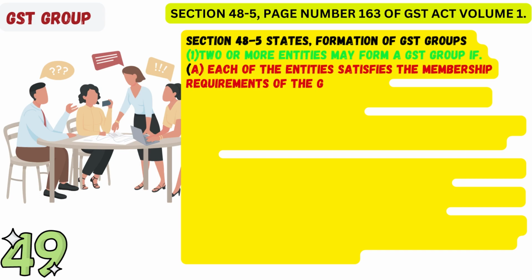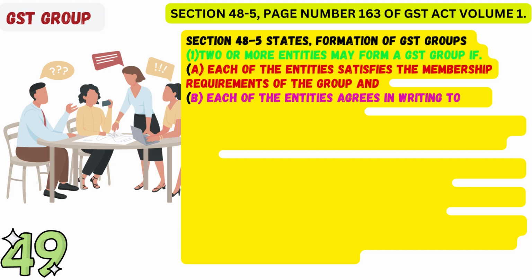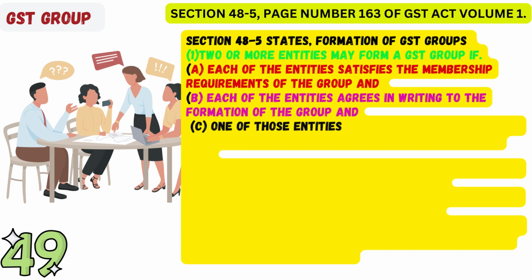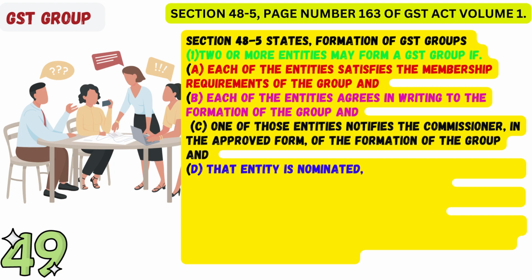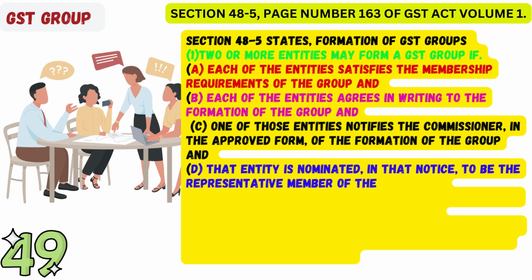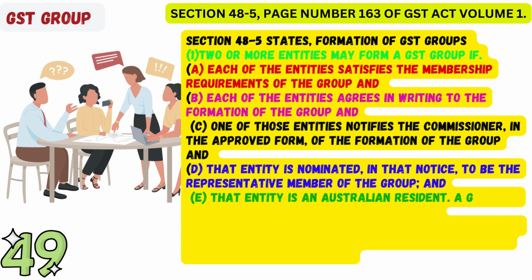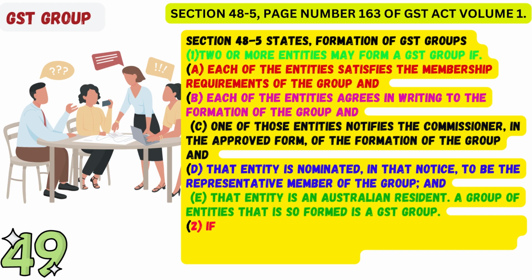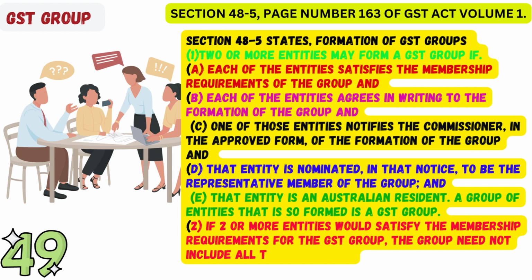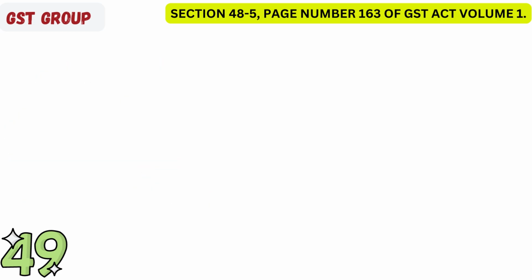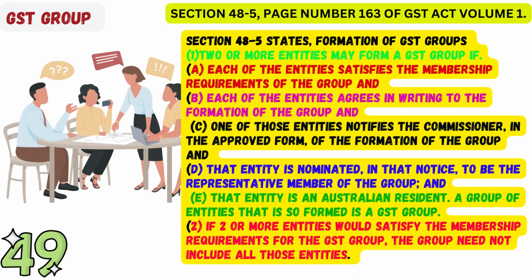1. Two or more entities may form a GST group if a. each of the entities satisfies the membership requirements of the group, and b. each of the entities agrees in writing to the formation of the group, and c. one of those entities notifies the Commissioner, in the approved form, of the formation of the group, and d. that entity is nominated, in that notice, to be the representative member of the group, and e. that entity is an Australian resident. A group of entities that is so formed is a GST group.